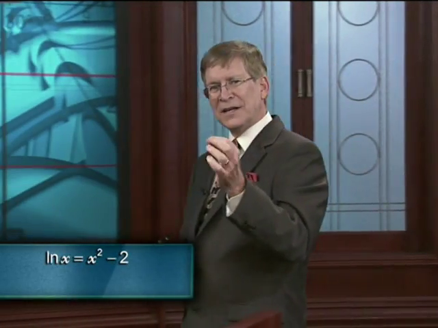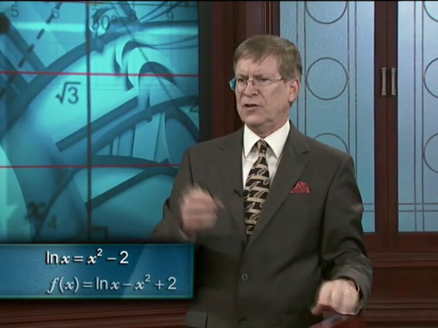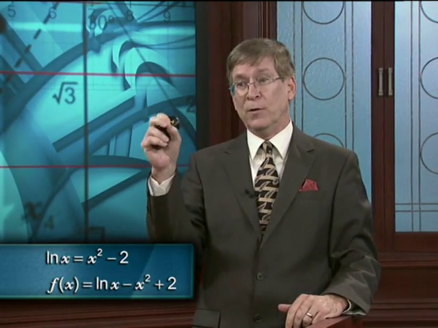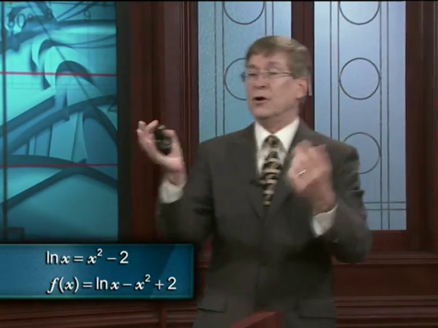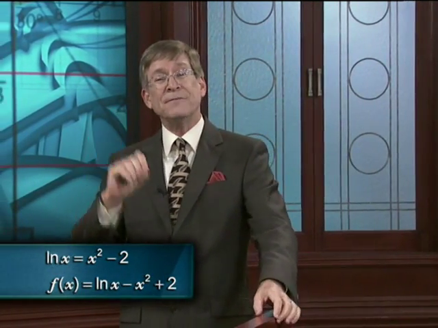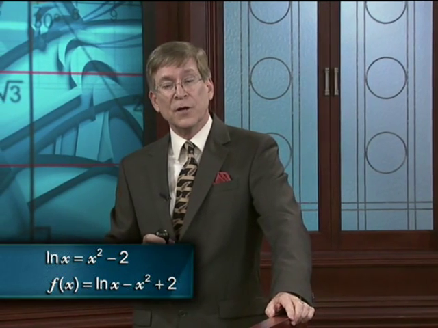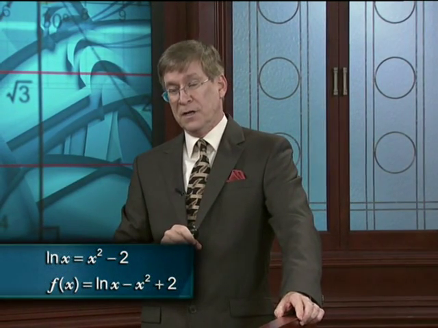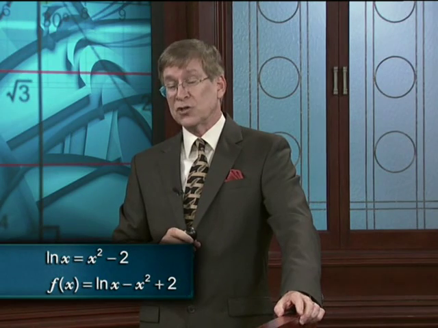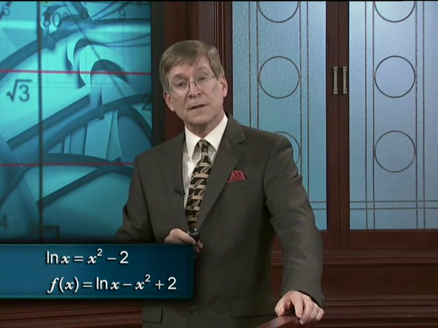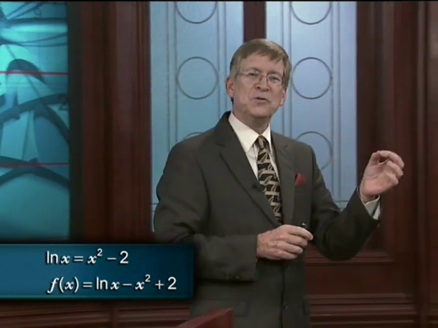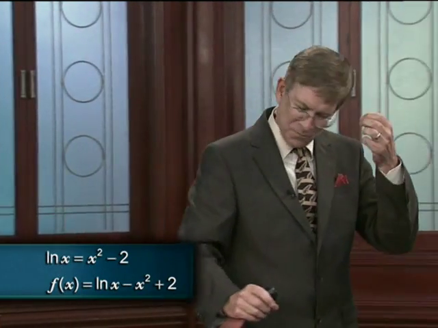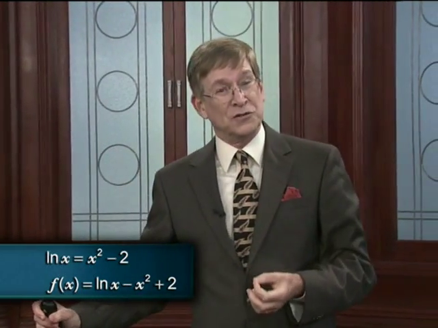Okay? So how would you do it? Well, if you want log x to equal x squared minus 2, turn that into a function. Say log x minus x squared plus 2. In other words, bring one side over to the other. Call that function f of x and graph it on your calculator. The zeros of that function will be the solutions to the equation. Now, we won't get exact solutions. We'll get approximations. All we can hope for here are approximations.